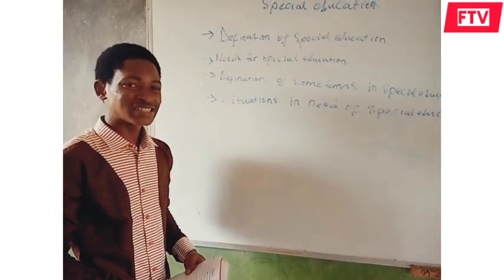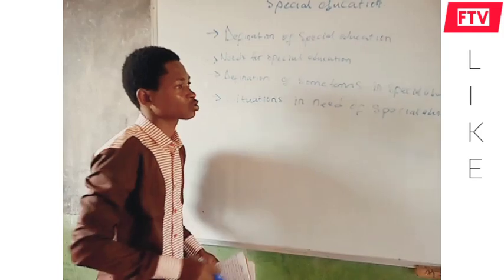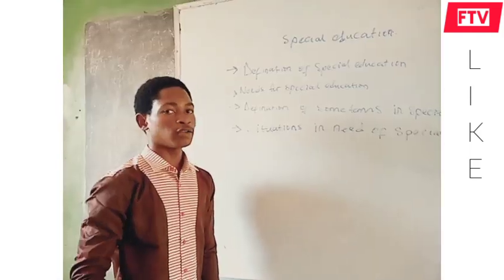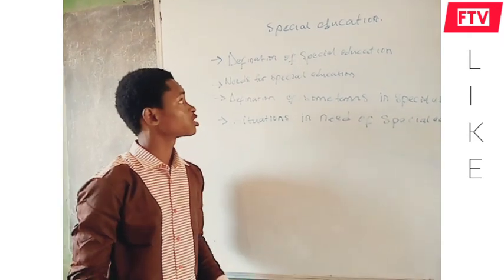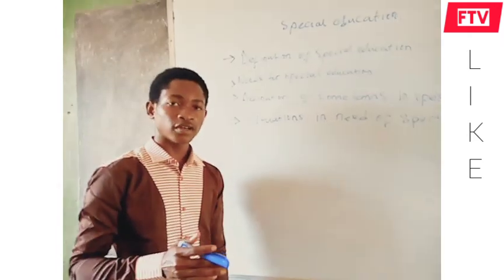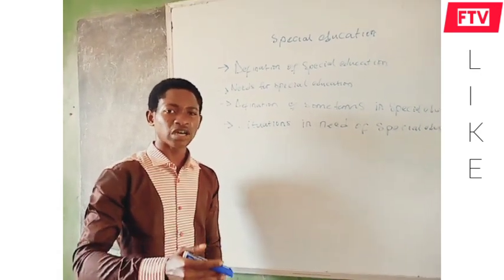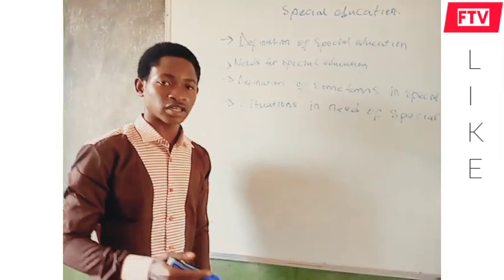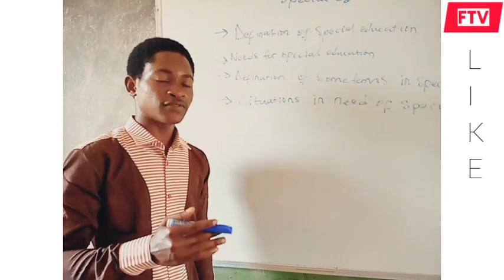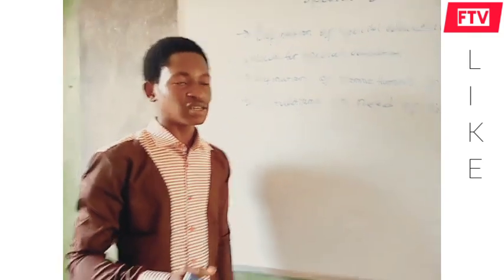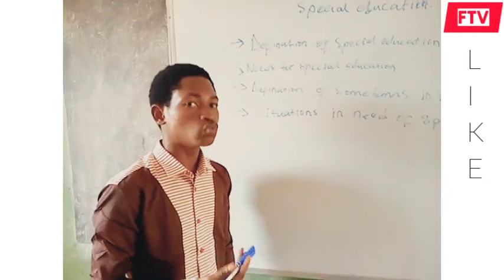I believe at the end of this tutorial, we should be able to arrive at a conclusion and know what all this is about. Now we go with the first one, definition of special education. Special education refers to the educational design and teaching strategy that is meant for students with learning difficulty or disability, students who are unable to enroll in the regular school setting.